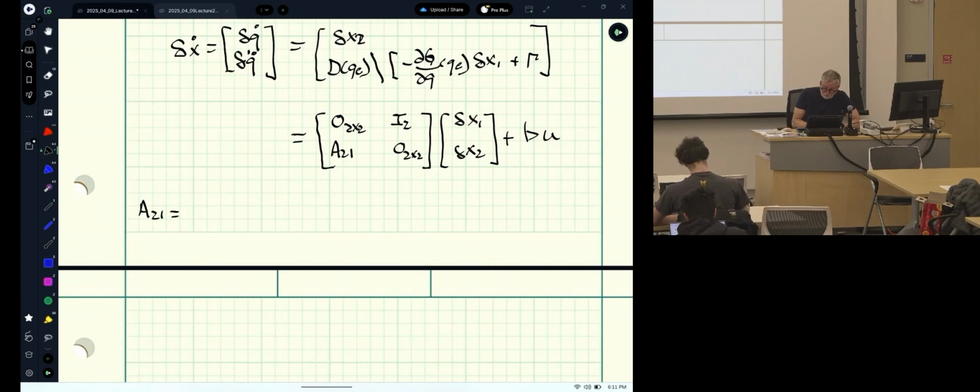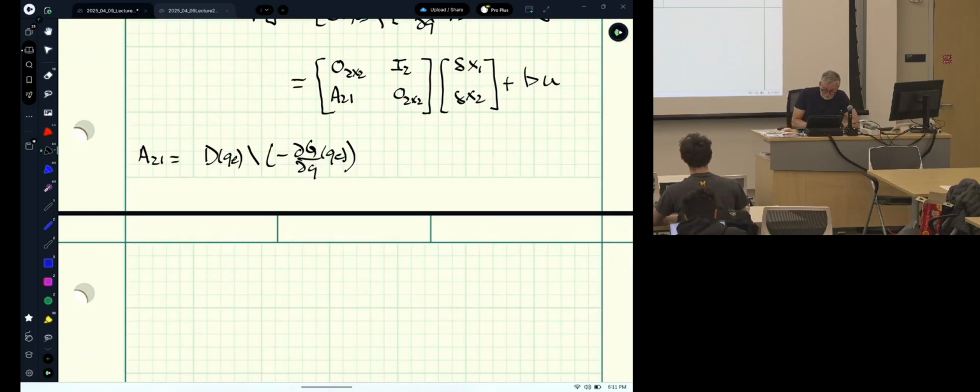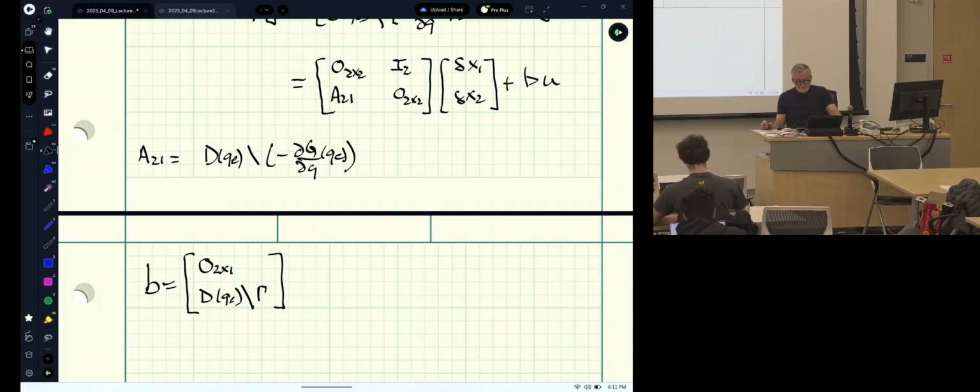And the matrix A21 is the D of Q inverse times minus dG dQ QE. And then B will be 0, 2 by 1. And then it works out to be D of QE backslash times gamma. And there it is.